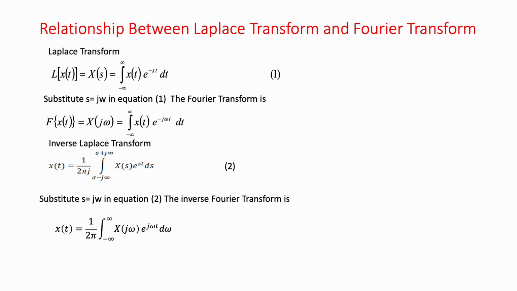Similarly, you take the inverse Laplace transform: x of t equal to 1 divided by 2 pi j integral sigma minus j infinity to sigma plus j infinity x of s e power st ds. Here, wherever s is present, substitute j omega to find the inverse Fourier transform. This s can be replaced by j omega, this s by j omega, this s by j omega. This j you bring out, both get cancelled, and you will get the equation. So this is the relationship between Laplace and Fourier transform.